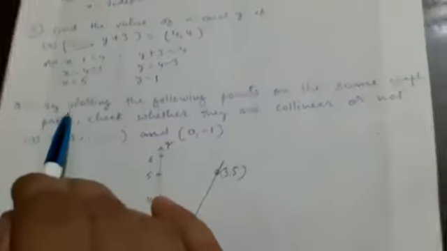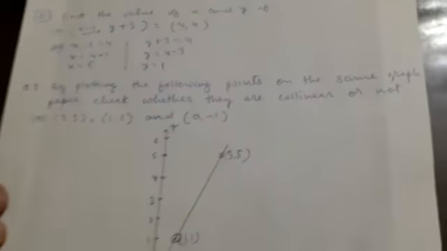Now question number 3. By plotting the following points on the same graph paper, check whether they are collinear or not. Collinear means, are they in a straight line or not. Let us see. Let us plot.